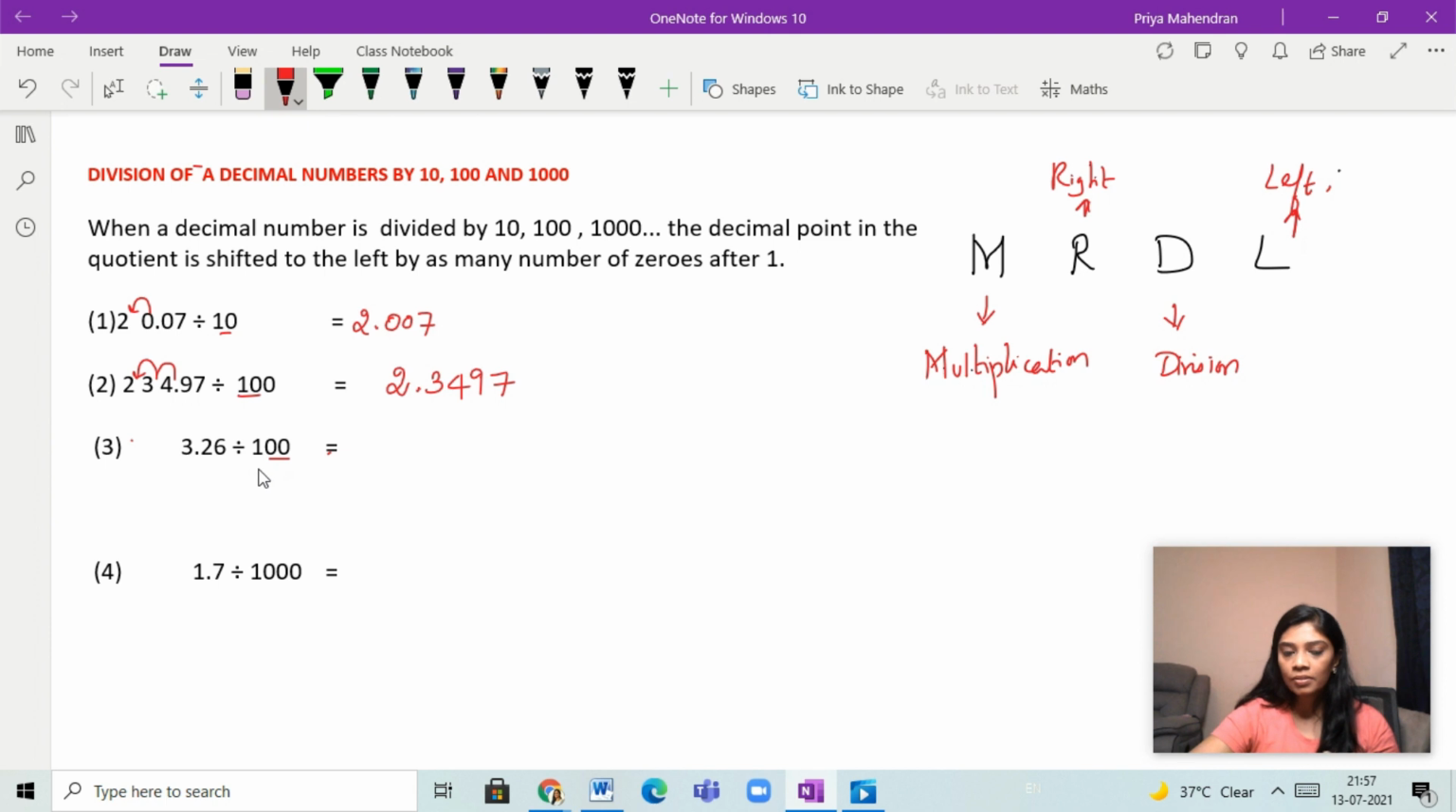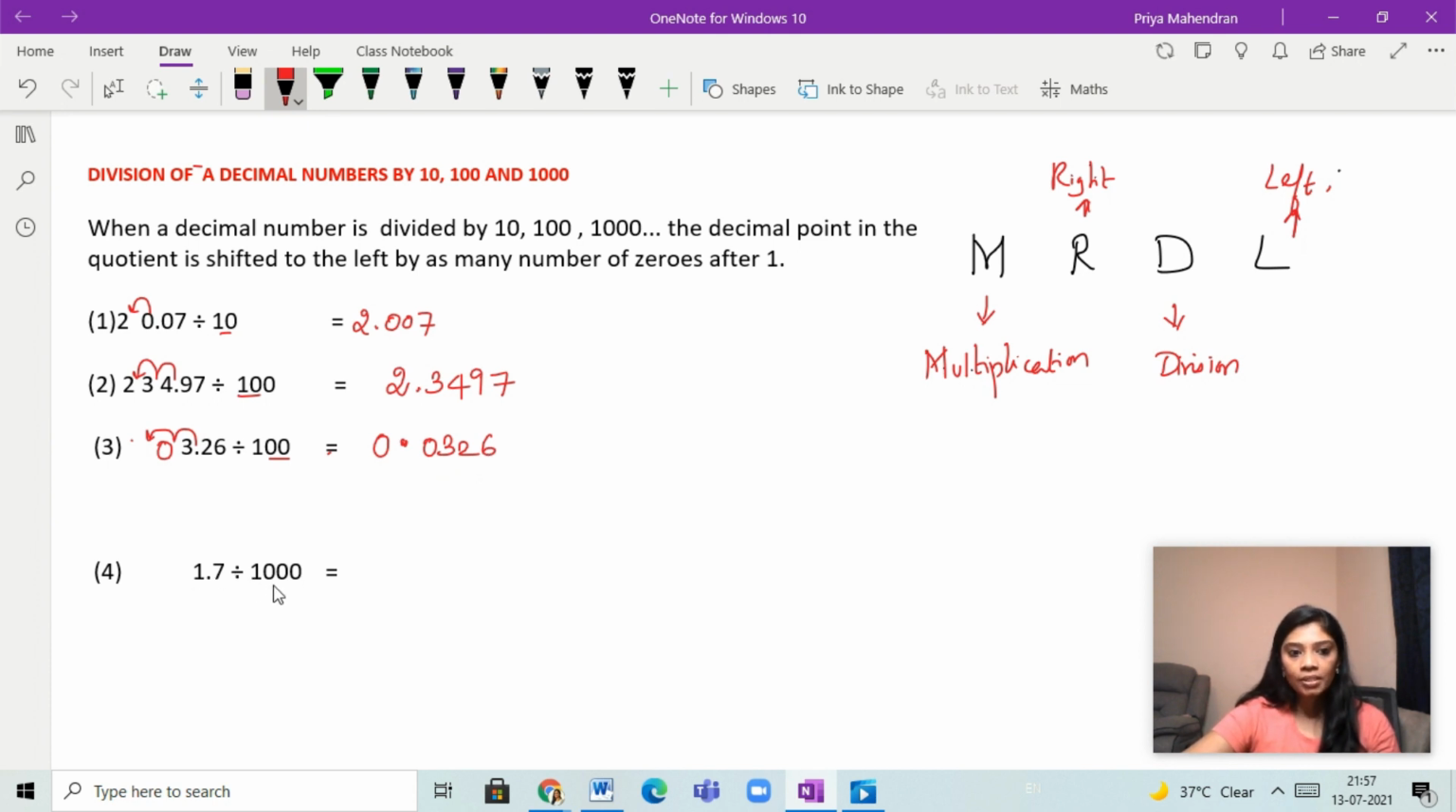Third sum, 3.26 divided by 100. So there are two zeros, so the decimal point will shift towards left by two places, but there is only one digit over there. In order to shift to the second place, I am going to add 0 in front of 3. So now I have shifted the decimal point two places towards left. So the decimal point is shifted here, isn't it? So it becomes 0.0326. In order to not vanish this decimal point, I'm going to add 0 in front so that it gives a clear identification that it is 0.0326.